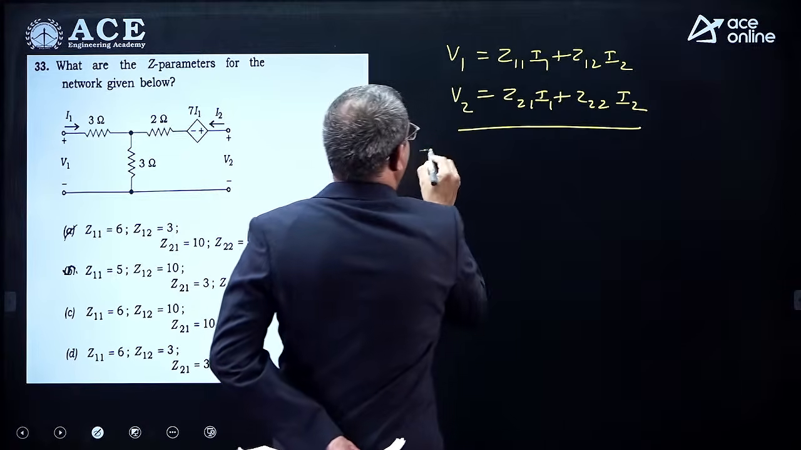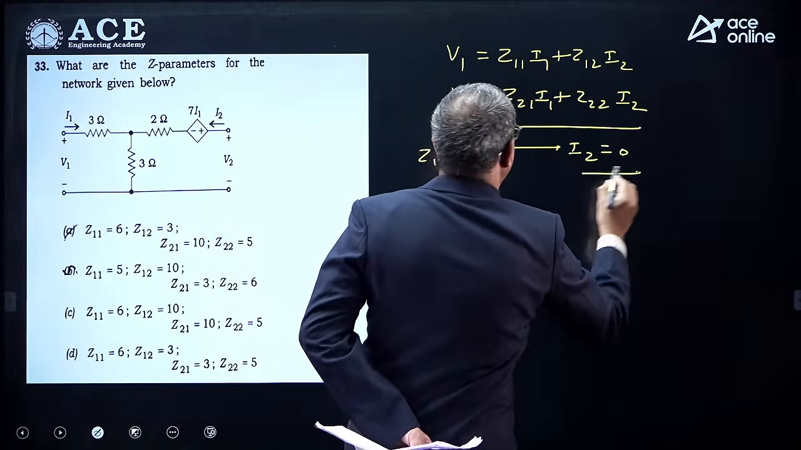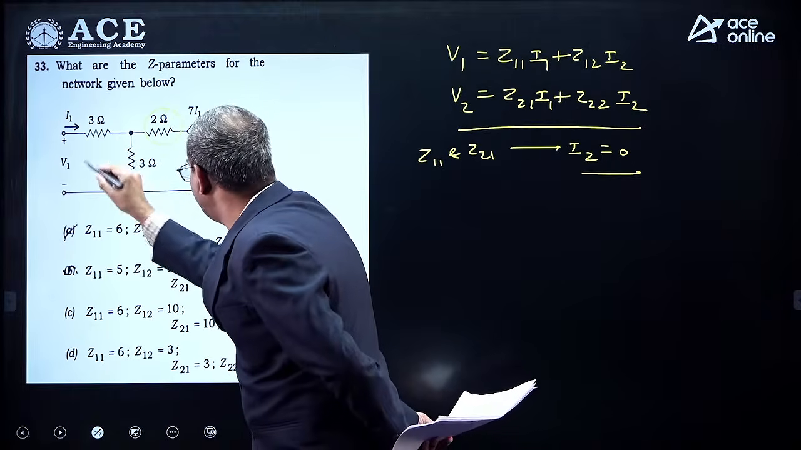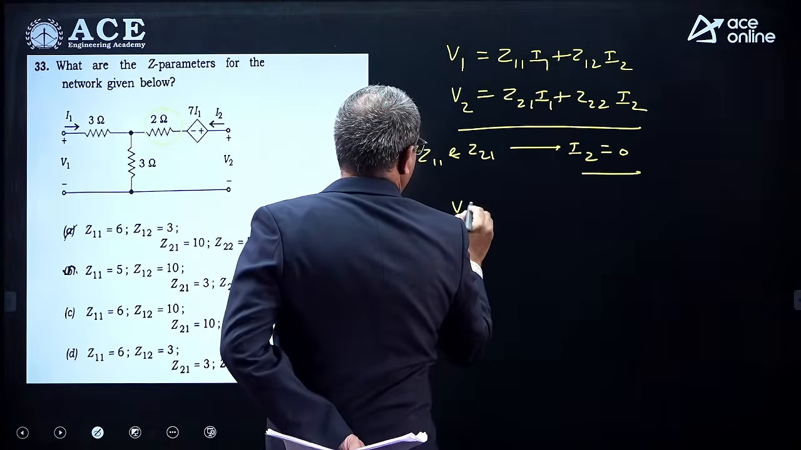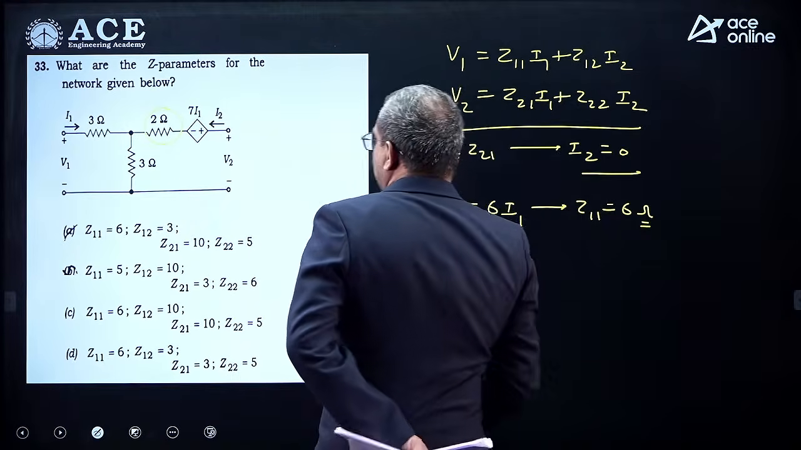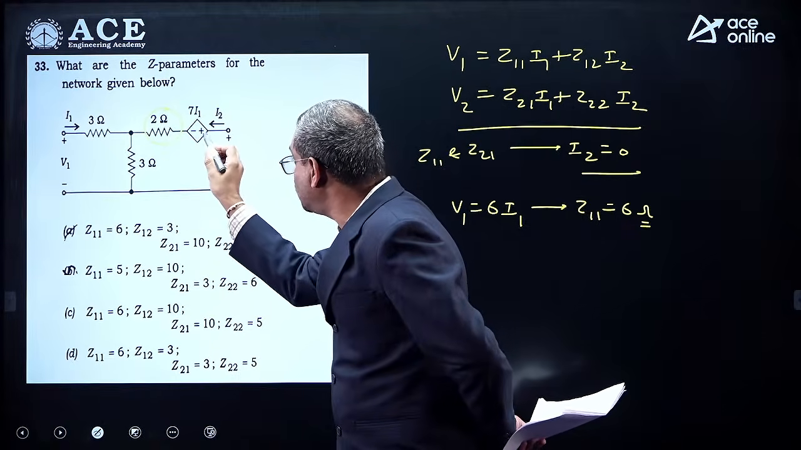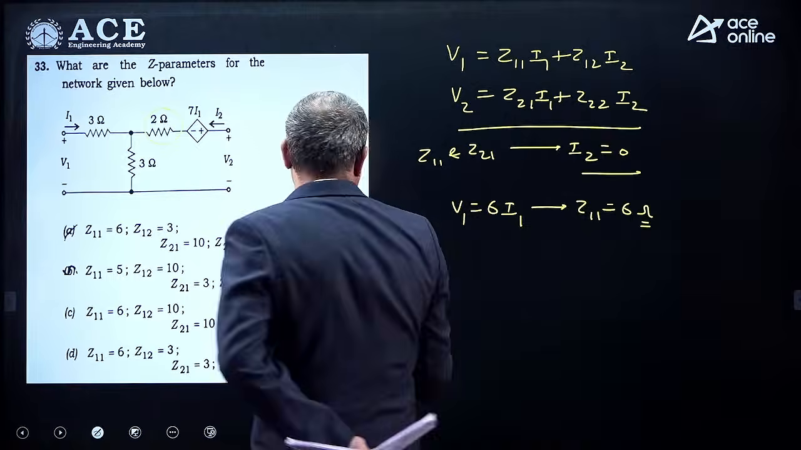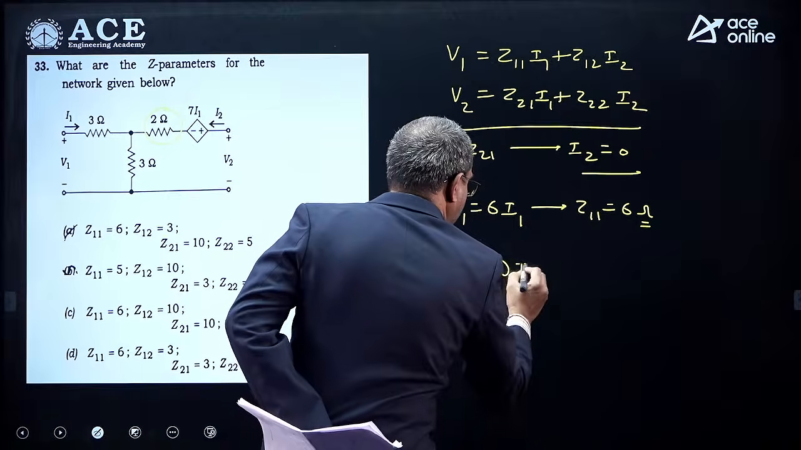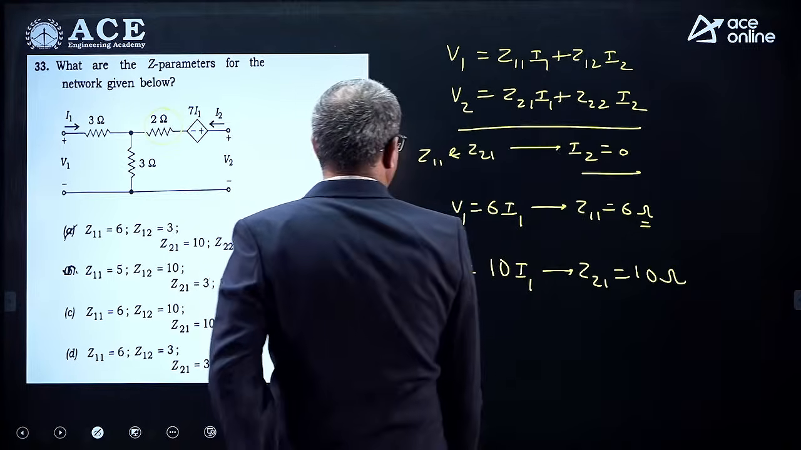Now to find Z11 and Z21, the condition is I2 is 0. Interestingly, if you make I2 0, there is no voltage here, and this itself will become I1. So if you write the first KVL, V1 is 6 I1, so Z11 is 6 ohms. Because I2 is 0, there is no voltage across this, but this dependent source still works because I1 exists. If you write a KVL here directly, V2 is equal to 7 I1 plus 3 I1, which is 10 I1. So automatically Z21 is 10 ohms. But interesting is step 2.